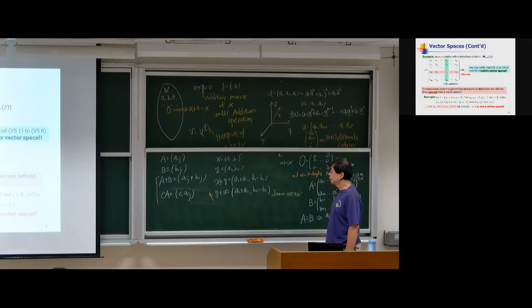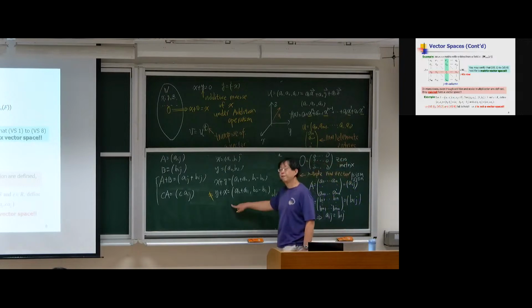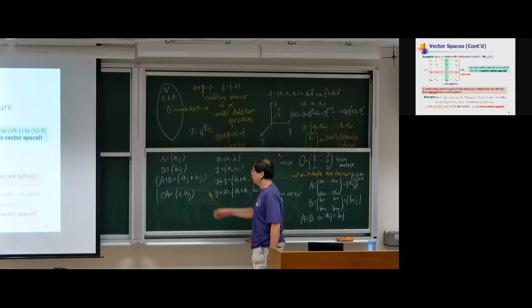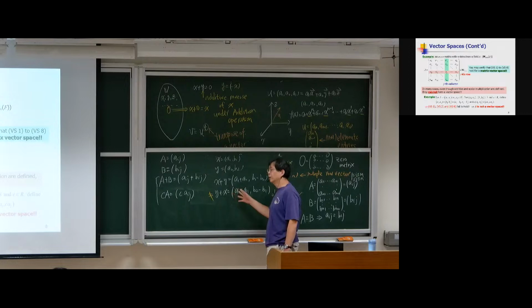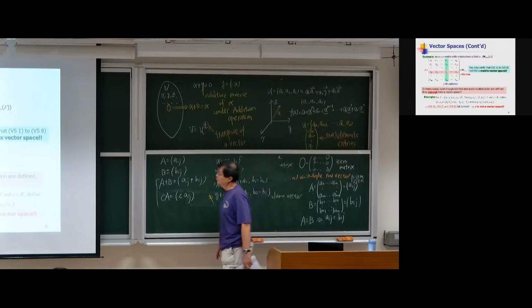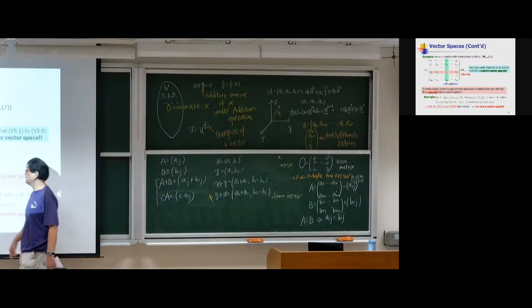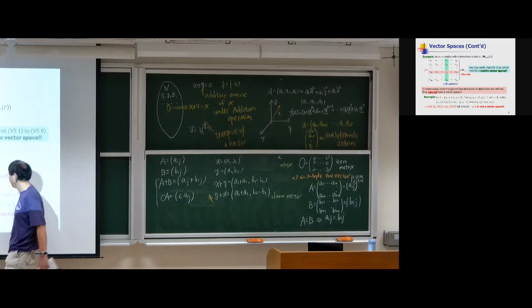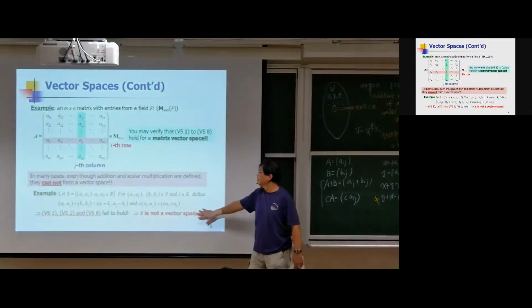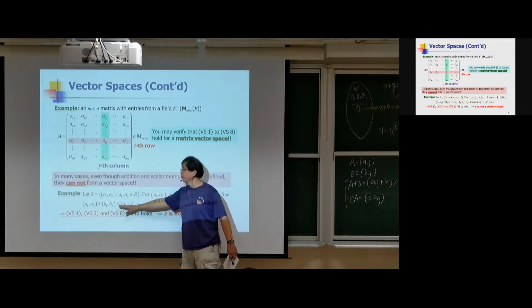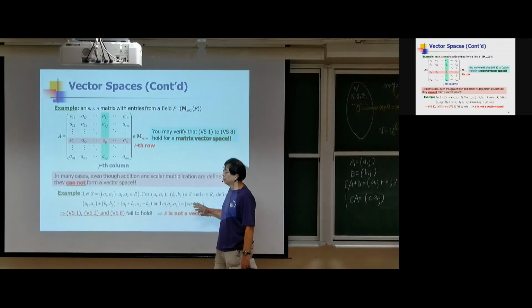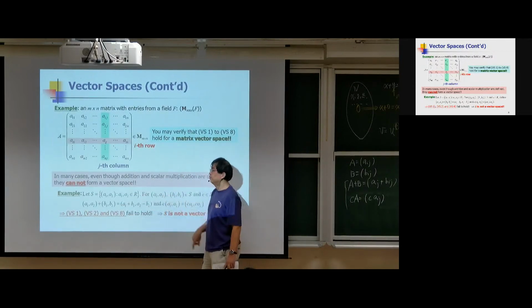So VS1 failed because the commutative law doesn't hold. So VS1 doesn't hold, VS2 doesn't hold, and VS3 doesn't hold. So you can find that for the definition of addition and scalar multiplication like this, it cannot form a vector space.